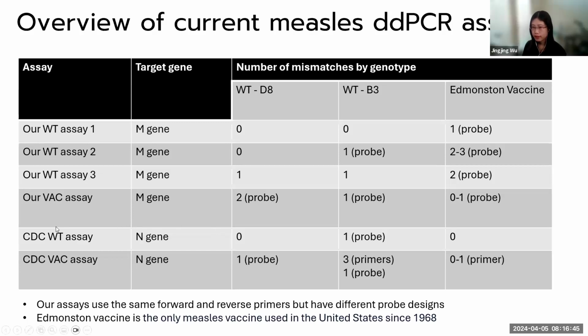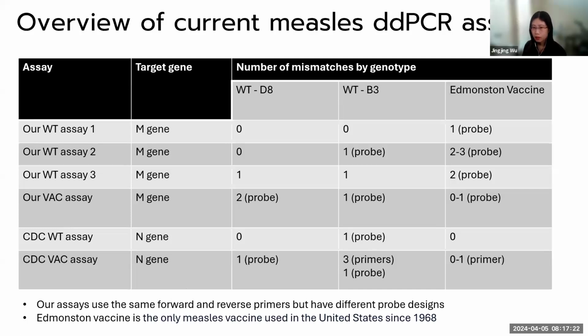We also designed a vaccine assay with no more than one mismatch with the vaccine strain and 1 to 2 mismatches with the wild type strains. For comparison, the CDC also has its assays. The CDC wild type assay can theoretically amplify all the measles strains listed here, and its vaccine assay has no more than one mismatch with the vaccine strains, but has more than one with the wild type genotypes.